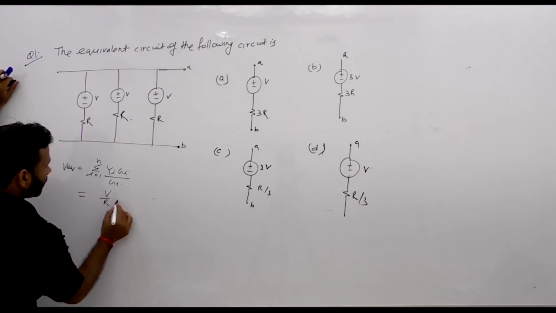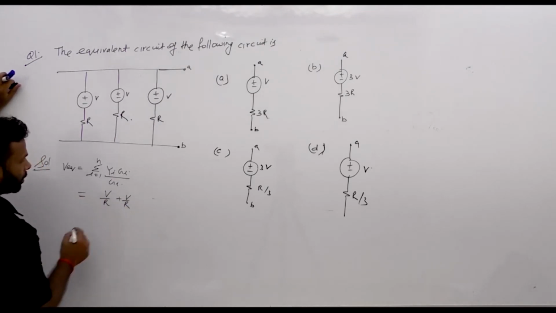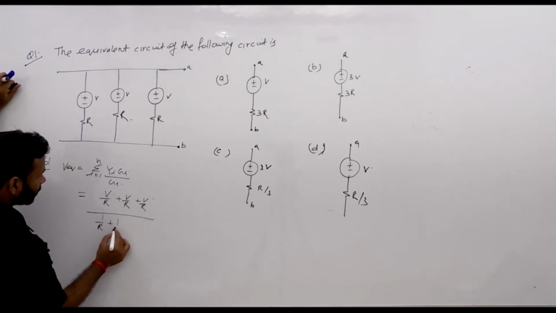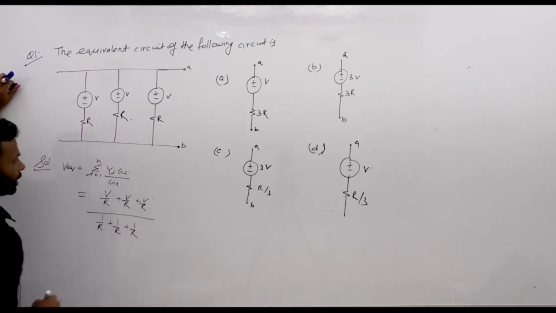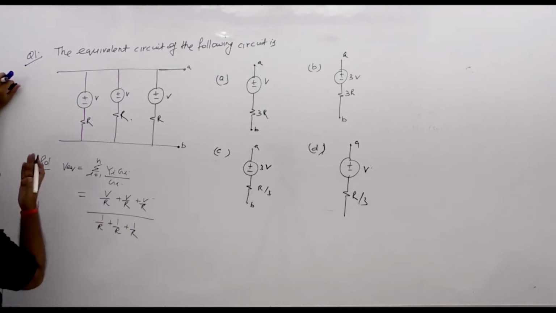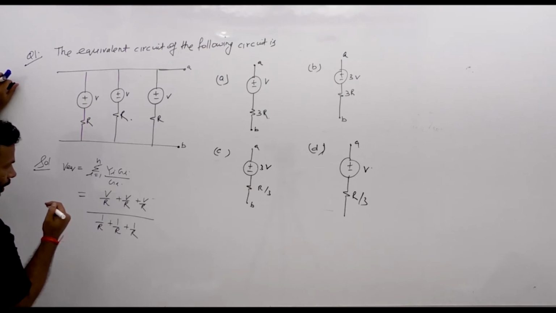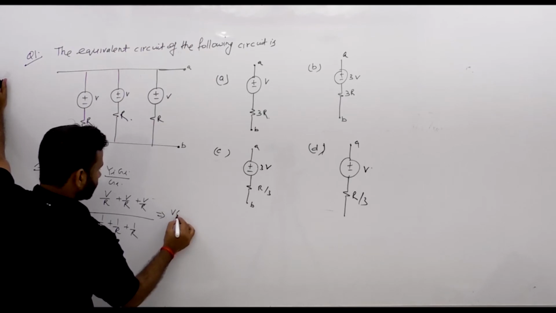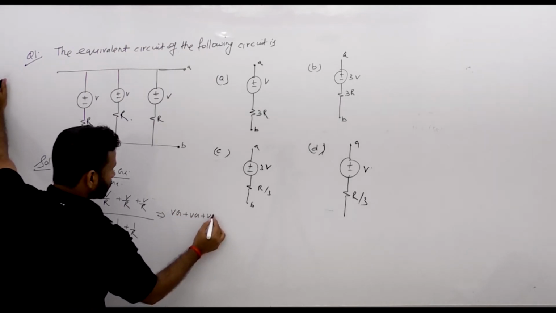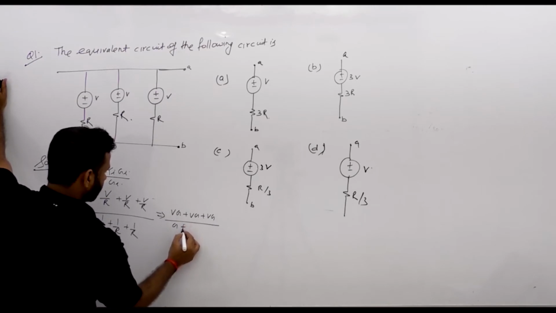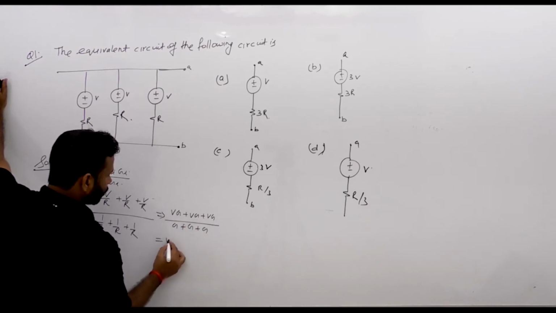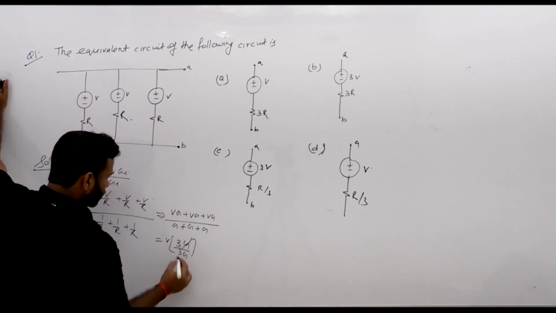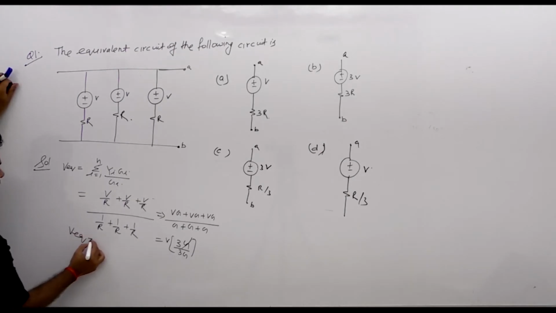So it is V only. V upon R plus V upon R plus V upon R, upon 1 by R plus 1 by R plus 1 by R. Now if you take 1 by R common, then we will have VG plus VG plus VG, upon G plus G plus G. So I will take V common. Then it is 3G ऊपर and 3G नीचे. So it is cancel out. So your V equivalent is V.